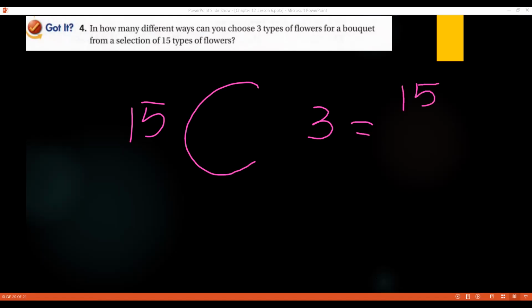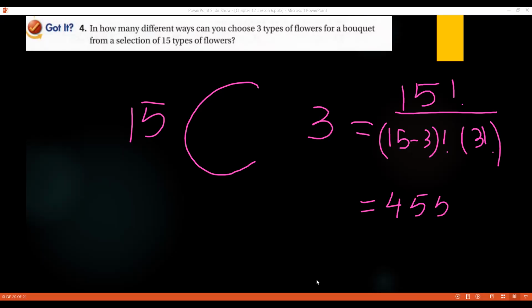Combination of 3 from 15, which is 15 factorial over 15 minus 3 factorial times 3 factorial. Let's find the answer by calculator. What will the answer be? 455. Bravo. 455 ways to choose 3 types of flowers from 15.